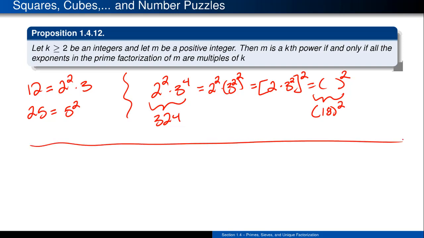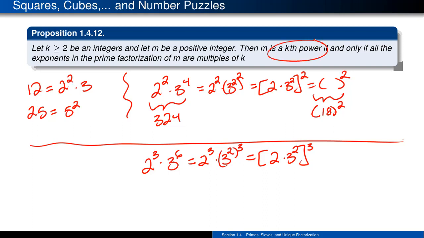This procedure actually generalizes, so if I were to look at, let's say, 2 cubed multiplied by 3 to the 6th, I know that both of those exponents are divisible by 3, which tells me that this number is actually going to be a perfect cube. So what I can see is that this looks like 2 cubed multiplied by 3 squared cubed, and then I can pull out that cube, giving me 2 times 3 squared again, but now it's got an exponent of 3. So in general, I know something is a kth power if and only if all of the exponents are multiples of k.